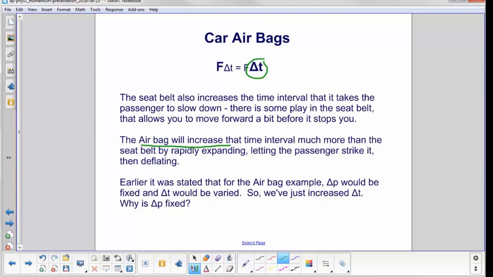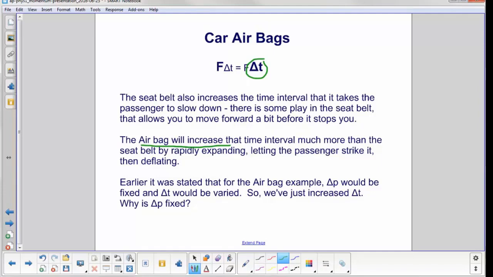Very analogous to if you fall from a height of 3 feet onto the floor, that hurts. Your time interval of this stop is very, very short. If you fell the same height onto a mattress, the mattress would give, increasing the time of you stopping.